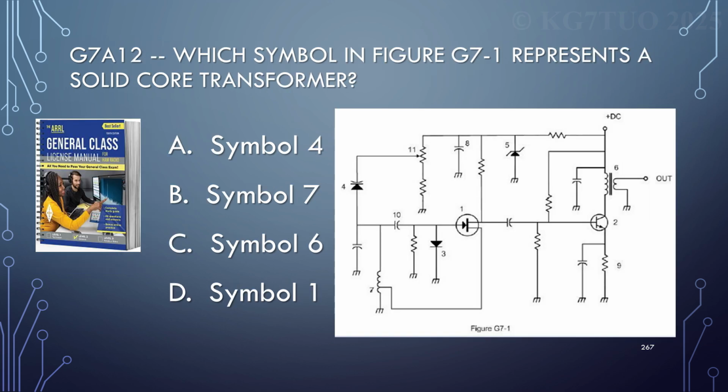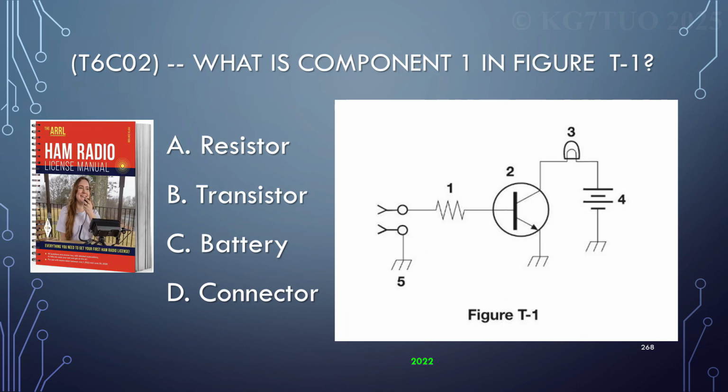Okay, here we go. Symbols. Can we make them out? Which symbol in figure G7 represents a solid core transformer? How many transformers do we have? Charlie. Number 6. What symbol is it? So what's the answer? Charlie. Yeah, these are a little tough. Okay, we got another one.